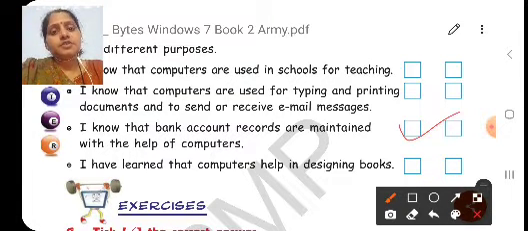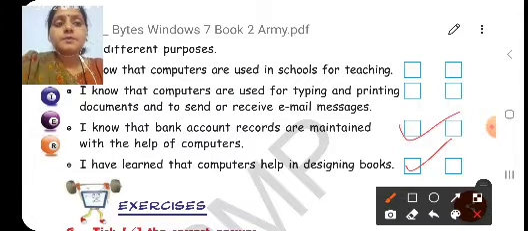Then children, I have learnt that computers help in designing books also. So children, the books through which we study, these books are designed using the computer. So these computers are used for designing books also. So children, these were the points which we have studied and understood from the chapter. After reading the chapter, we know all these points.